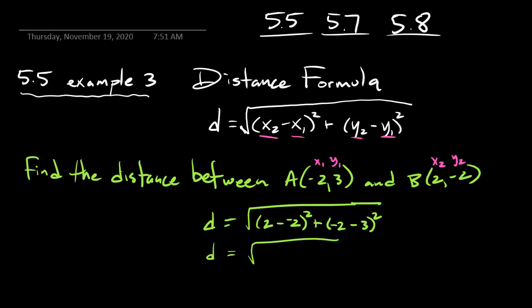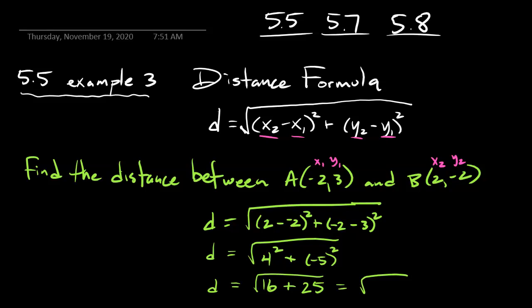And then we've got work to do. So 2 minus -2 is 4, squared. -2 minus 3 is -5, squared. The whole reason for that squared is so nothing is negative. That's why I said it doesn't matter which one you decide is the first point or second point, because you won't ever get a negative answer. So -5 squared is 25.